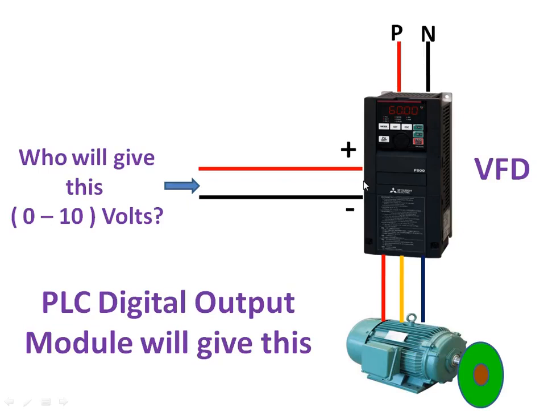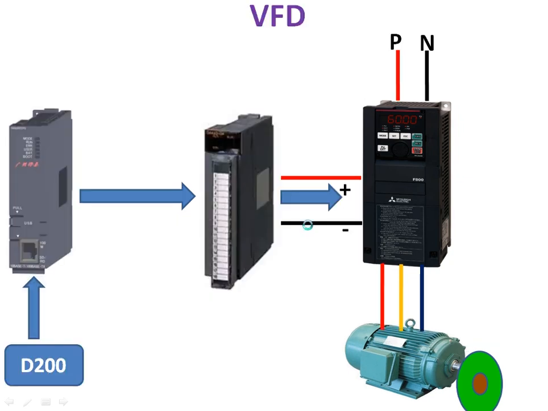Students, today let us discuss the analog output module, part 2 lecture. This is a basic representation of speed control of a three-phase induction motor using a PLC or any controller. Here D200 is the data register, or a memory location of your controller.